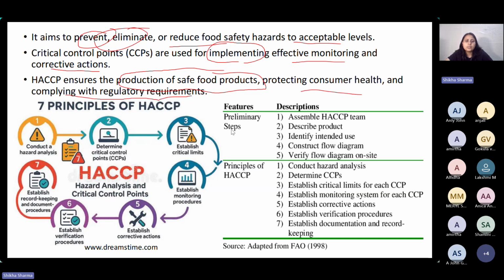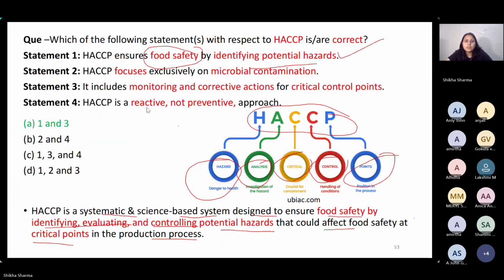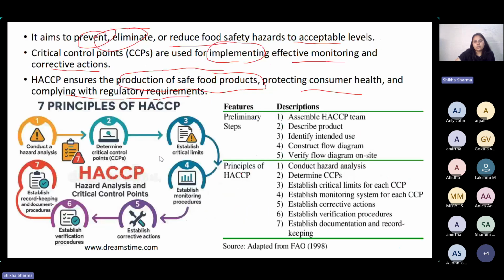So it includes monitoring and corrective actions for critical control points, and it is basically a preventive method. So statement 4 is incorrect. And it focuses on all kinds of hazards or contamination, not just microbial hazards, so statement 2 is also incorrect. And 1 and 3 are correct here.